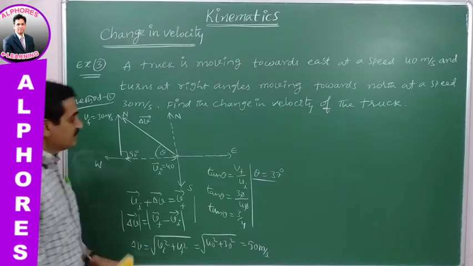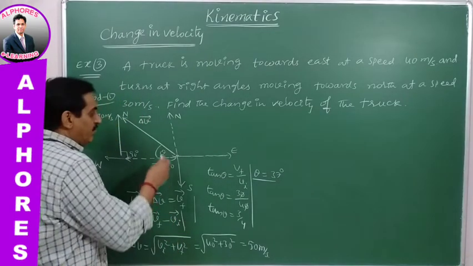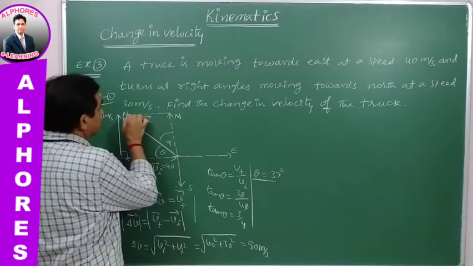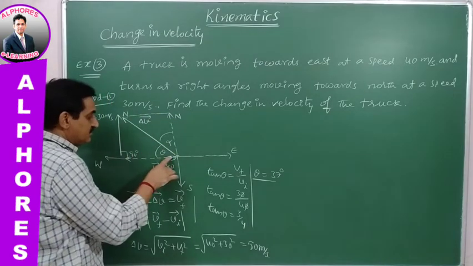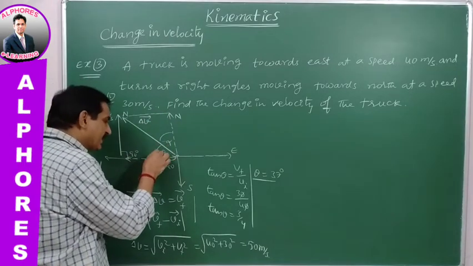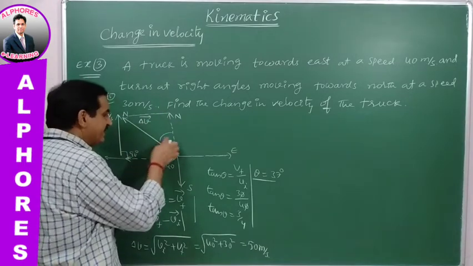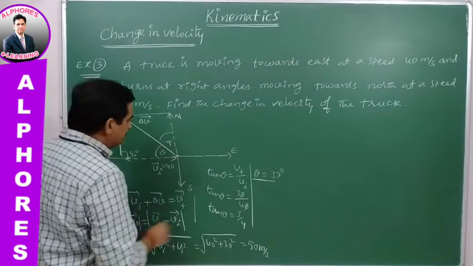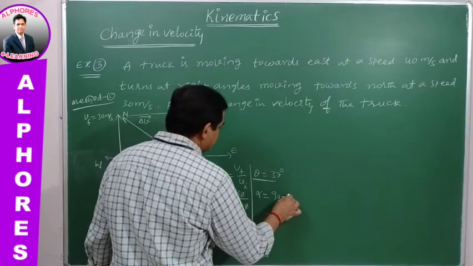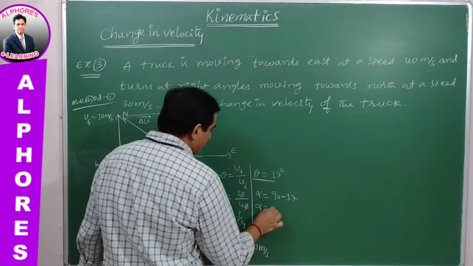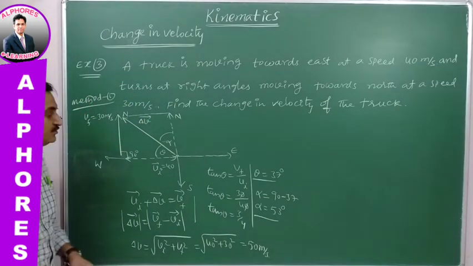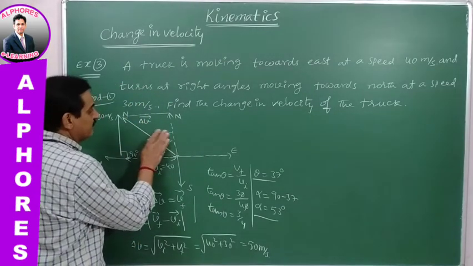Okay? And also we can find the angle alpha with north. If you take this as a triangle, this is a total of 90 degree, so from 90 degree, 37 is subtracted. Alpha is equal to 90 minus 37, which gives 53 degree with north. Of course, here the naming is given finally.